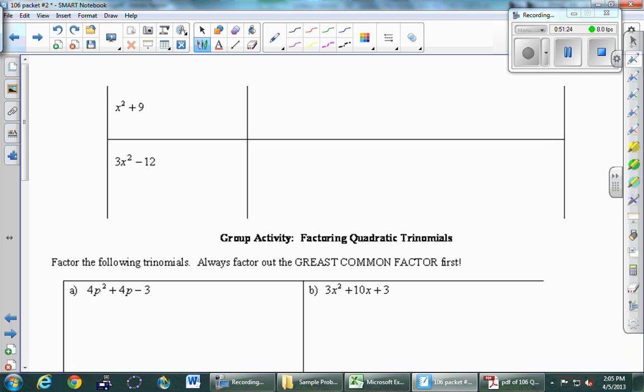X squared plus 9. Can we factor this? This one at the top, x squared plus 9. No. So you can say prime, just like a prime number, or cannot be factored. If you see a plus, can't do anything with it. Minus, you're obligated to do something with it. Plus, can't do anything.